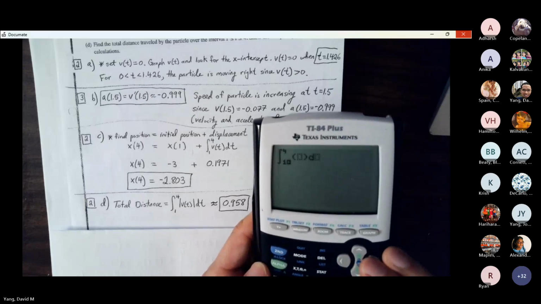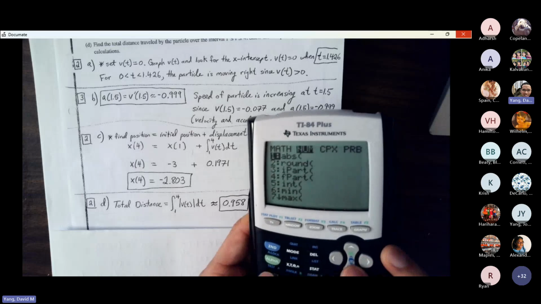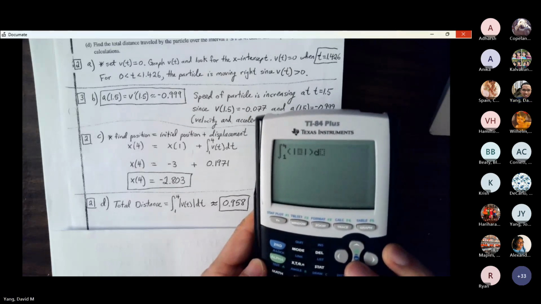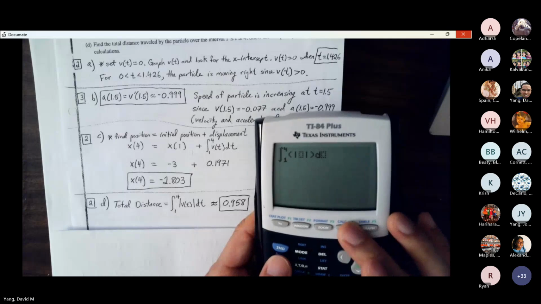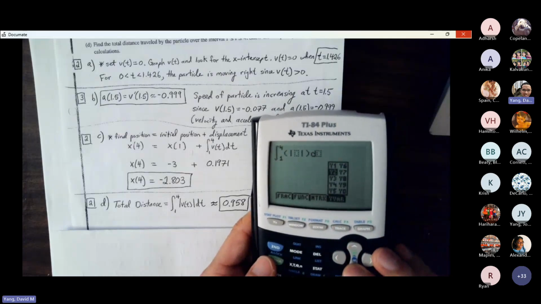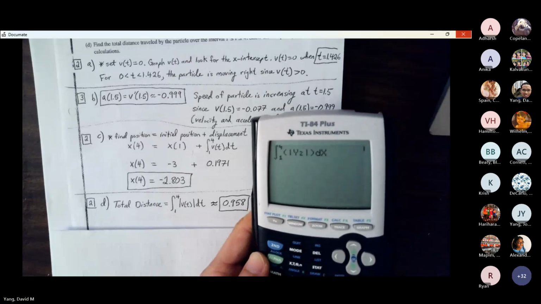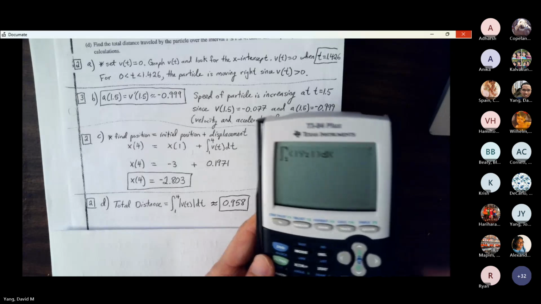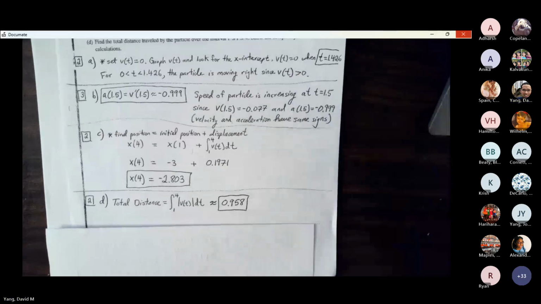And then to get to the absolute value feature, you can do math, number, ABS, and store the velocity function inside the absolute value bar. Alpha trace, I'll have it stored under Y2. It may take a second to return you a value. Right, 0.958.